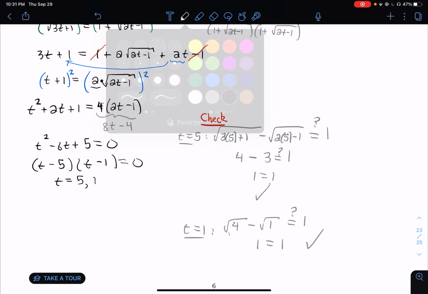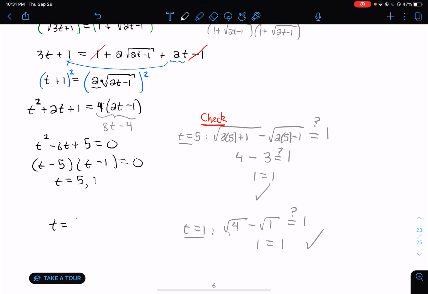They both worked. So sometimes that'll happen. Sometimes even when I do have to check for extraneous solutions, all of the answers may end up working. It's also possible that when I check for extraneous solutions that none of them work and I end up with no solution.